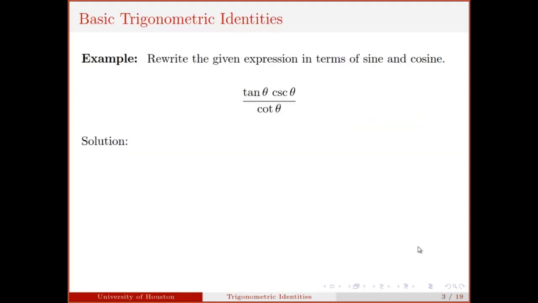In our first example, we will use these basic trigonometric identities to rewrite the given expression in terms of sine and cosine. All we have to do is rewrite each individual term in terms of sine and cosine, and then simplify. We have tangent theta equals sine over cosine. We have cosecant theta equals 1 over sine. And we have cotangent theta equals cosine of theta over sine theta.